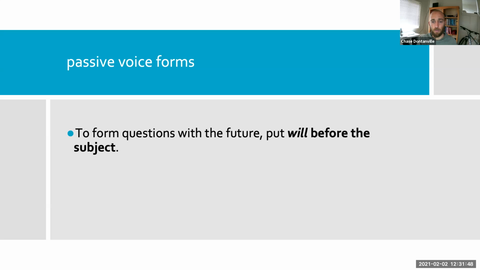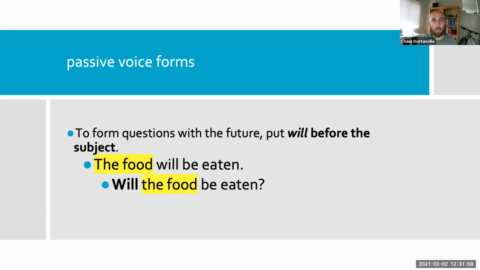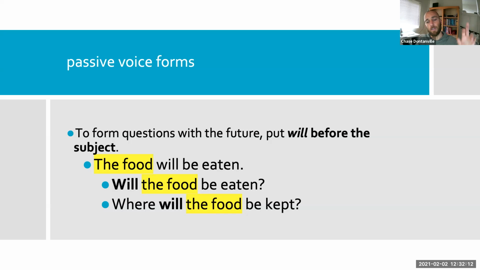And to form questions with the future, put will before the subject. So another sentence, the food will be eaten. Will the food be eaten? So now, because it's future, will goes in the front, okay? Not be. Where will the food be kept? So again, the WH question comes first, then will, then subject.